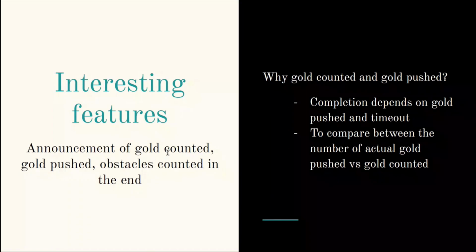With this information of the number of goals counted, the number of goals pushed, and the number of obstacles counted, I can announce this information in the end, because I'm using timeout as well as the number of goals pushed to determine the end of the task. So if the program times out before the number of goals pushed is equal to the number of goals counted, then this can be used to determine that the robot hasn't actually pushed all of the goals.